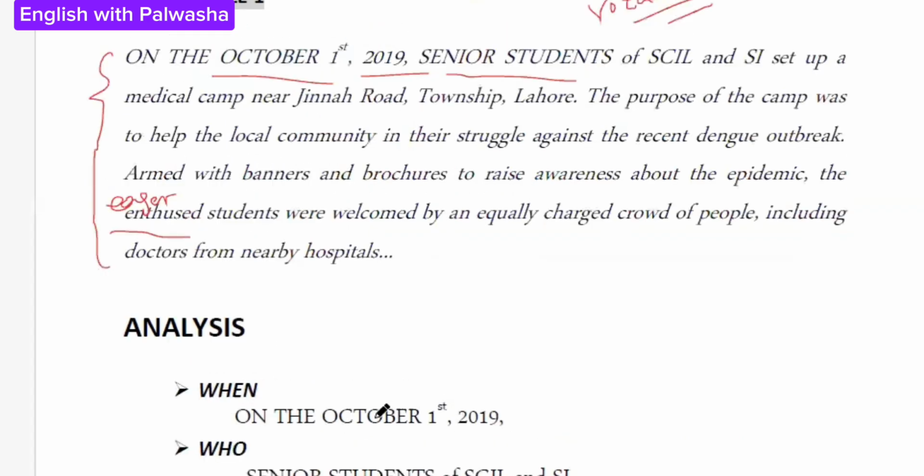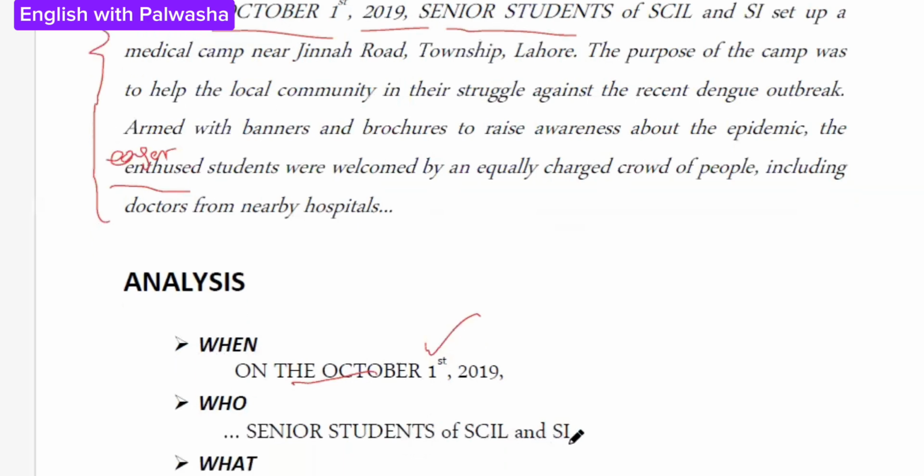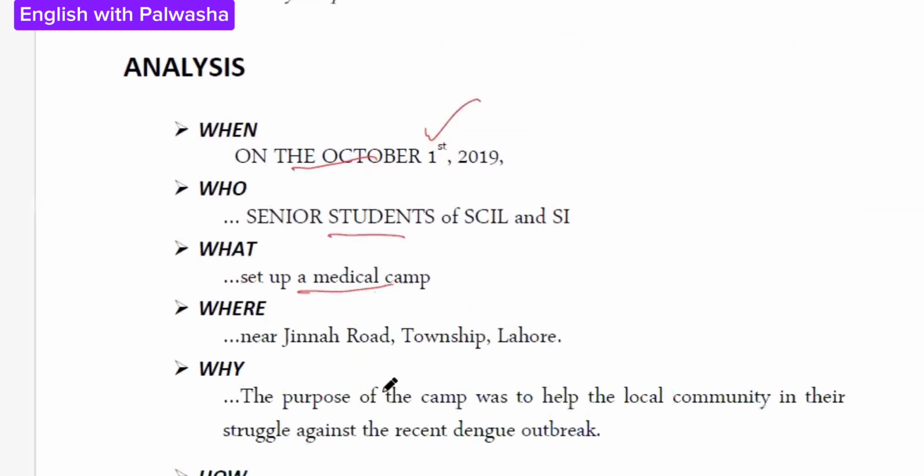When? On October 1st, 2019. Okay, so you got the marks here. Who? Senior students of SCIL and SI. What? Set up a medical camp. They set up a medical camp. So we are accomplishing all these 5 W's and one H as well.